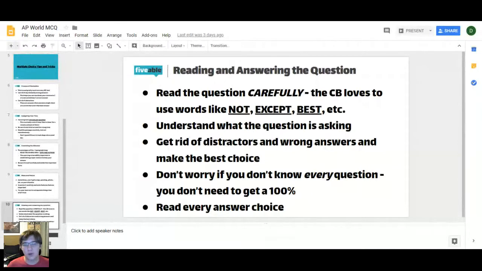Also, read every answer choice. Even if you think that B is automatically the answer, just read all the answer choices. It's important to do so, because there could be a better answer in D, for example. So now we're going to spend the last 45 minutes or so just chugging through questions.